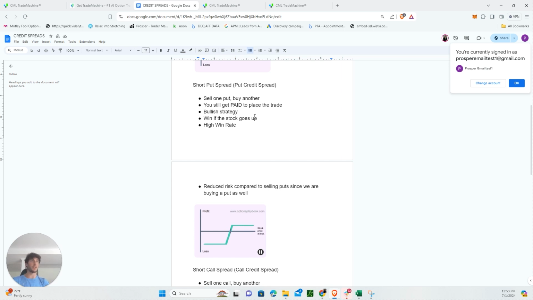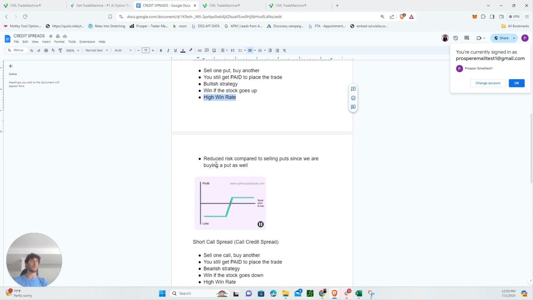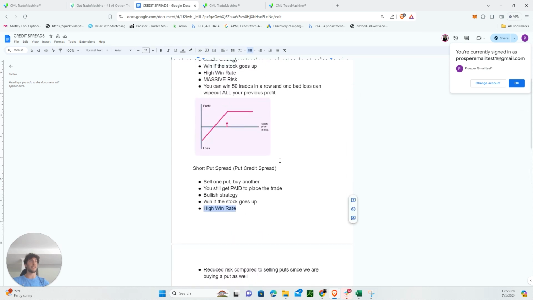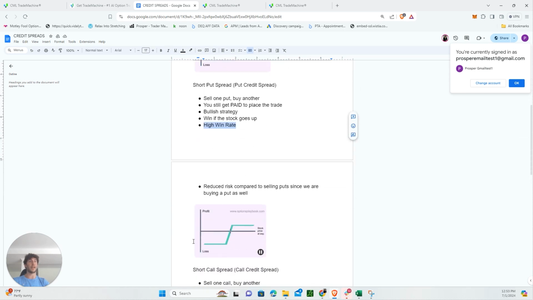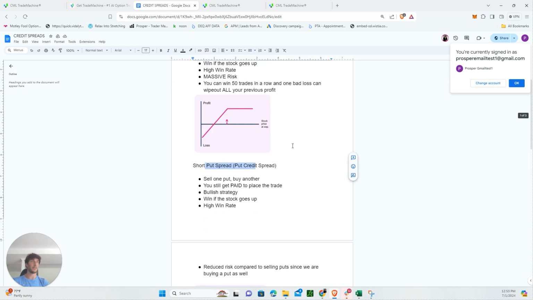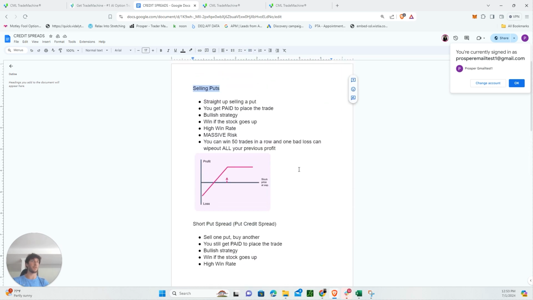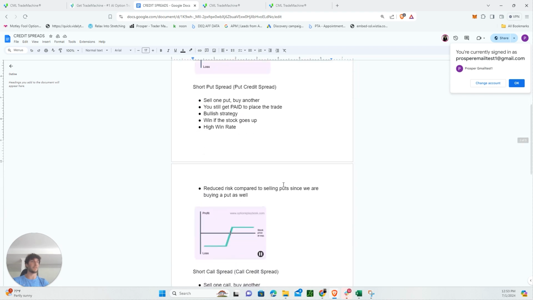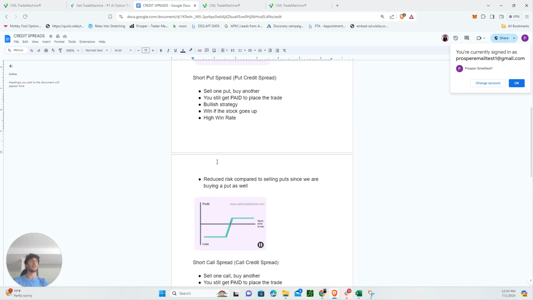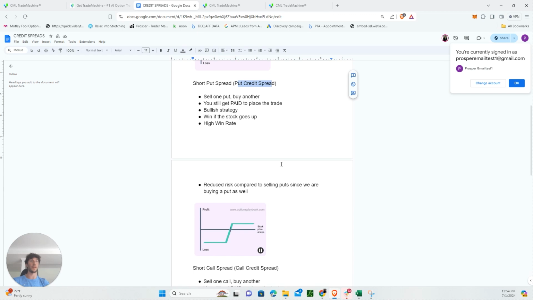Also still a bullish strategy. You'll win if the stock goes up, still a high win rate, but the difference is we're reducing our risk compared to selling puts since we're also buying a put. So this is what your payoff graph looks like. Same idea, except we're hedging our risk on the downside, which is why you should do it this way and never just sell a straight-up put, because the risk is massive. This is the one we're going to dive into with some examples with AI.